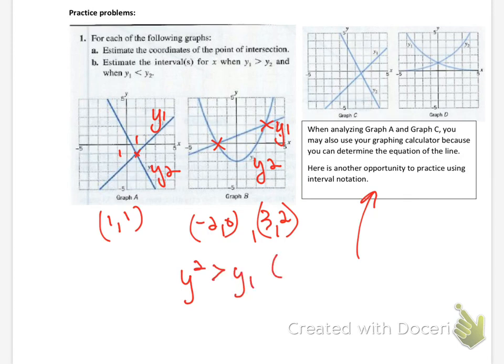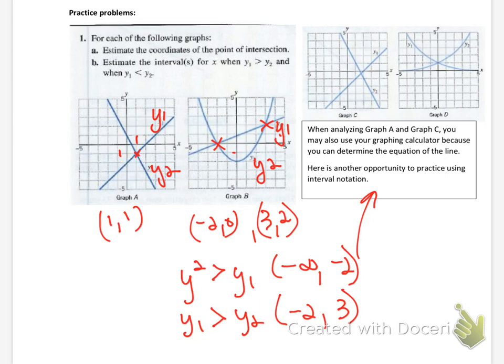Now read your x's. From negative infinity up to, but not including, negative 2. So I'm going to use that. Okay, so then, because I said it's greater than or equal to it, I want to say, okay, what happens next? So y1 is greater than y2. Where does that happen? From negative 2 up to 3, not inclusive.